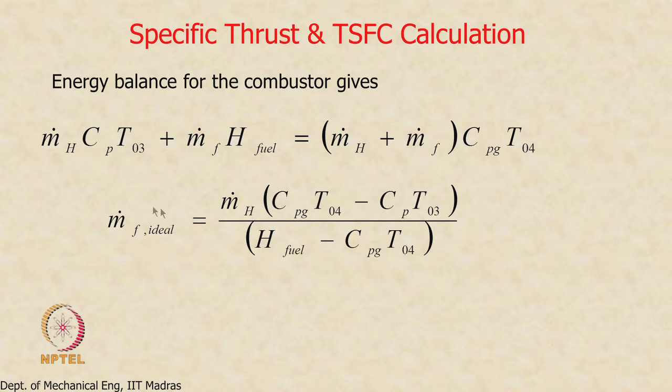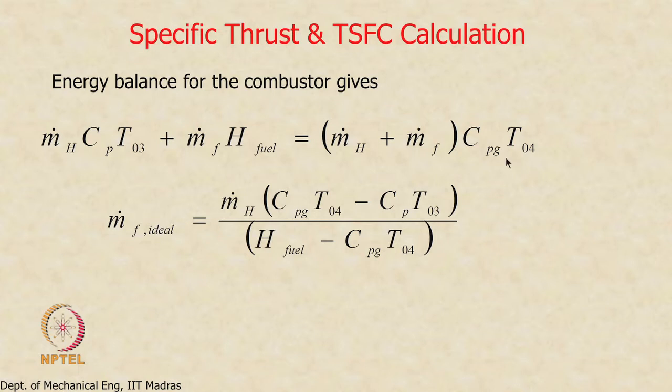So, the ideal amount of mass fuel flow rate that I need to provide comes from this equation. Notice that here I have neglected mf dot in comparison with mh dot. This I am allowed to do, because mf dot is usually a much smaller number compared to mh dot. So, I can rewrite this equation for the mass flow rate of fuel as something like this. This is the amount of fuel that I need to burn to take a stream of air from a stagnation temperature T03 to a stagnation temperature T04 under ideal conditions.